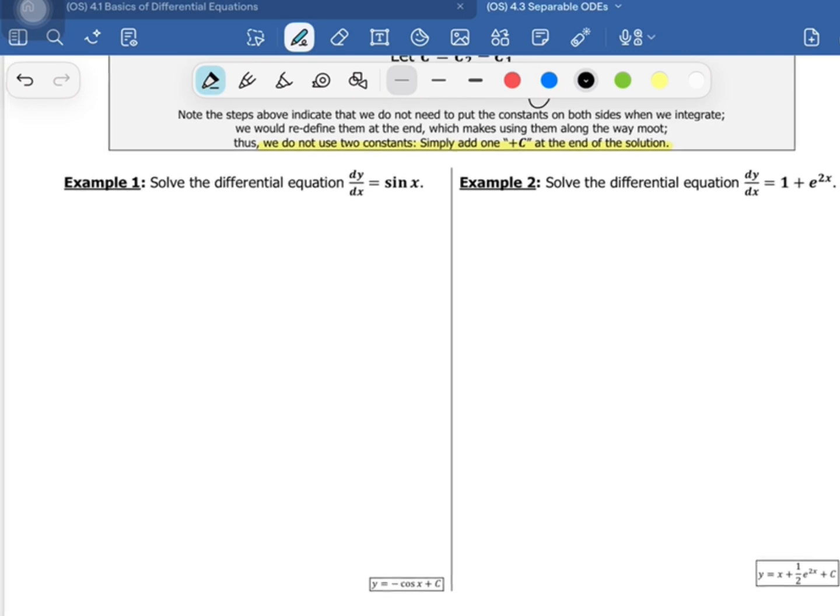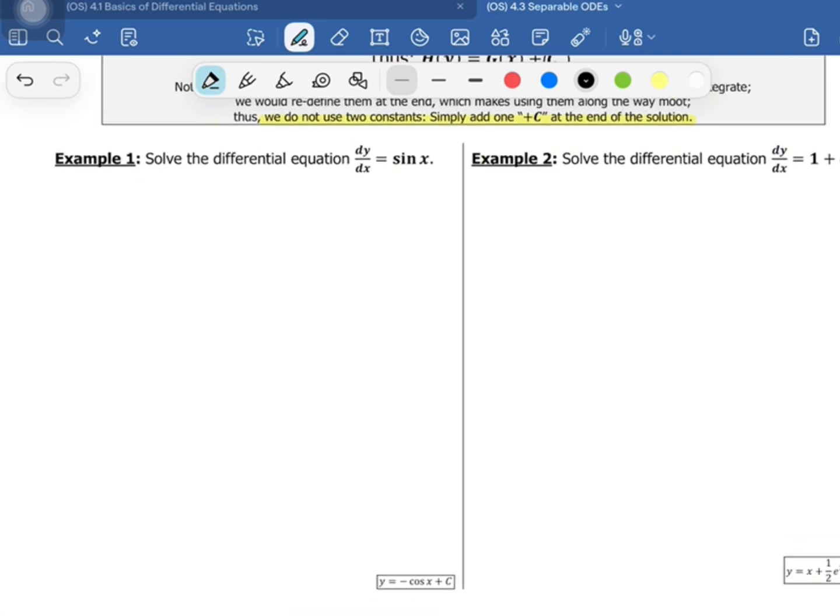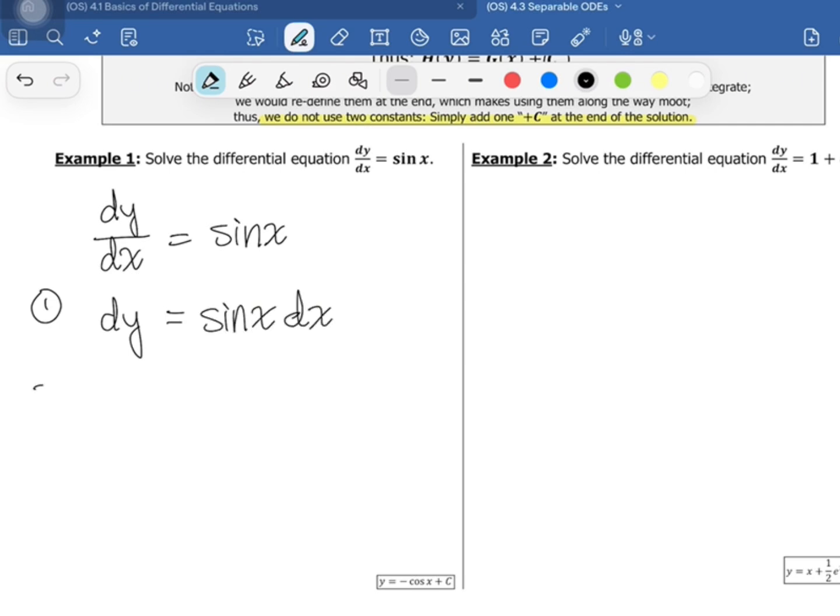So let's look at some examples. Example 1 wants us to solve dy over dx equals sine x. So first things first, I would move the dx over to the other side to join its sine x buddy. Next, I would integrate both sides. And on the left side, we would just get y. And I'll do it with c1 and c2 just for this problem so you can see what that would look like. But for future reference, you do not need to show that.